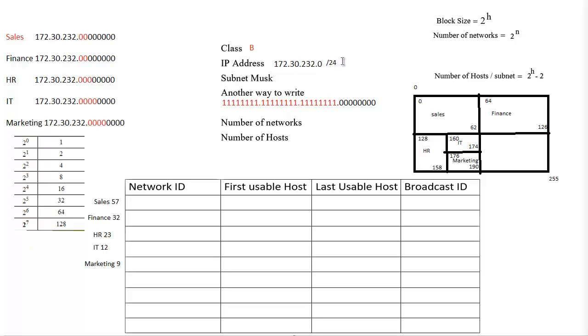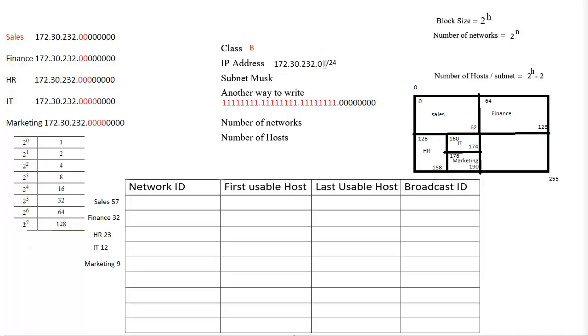This is a class B IP address with CIDR notation 24. What is CIDR? CIDR is classless interdomain routing. That means regardless of any class, looking at the CIDR notation, you can identify which bits of the IP address are for network and which bits are for hosts. Which class is this? The answer is class B.